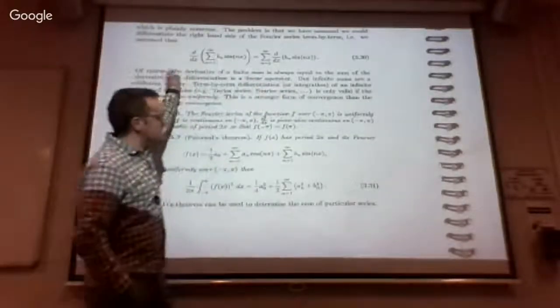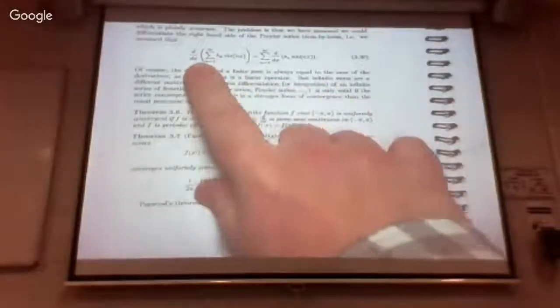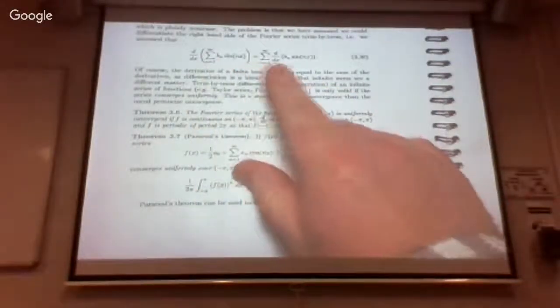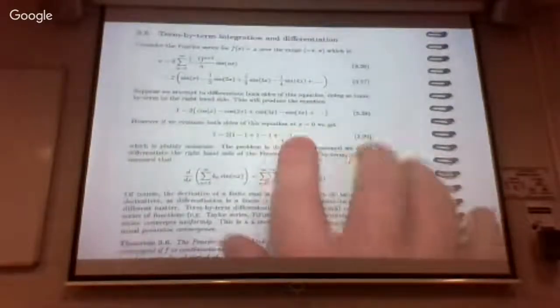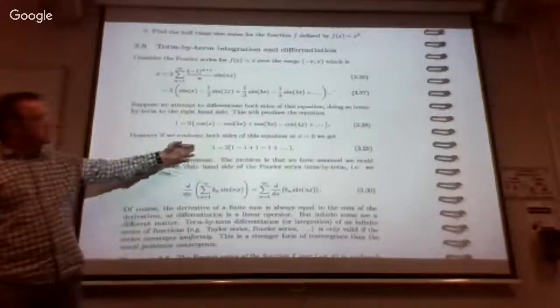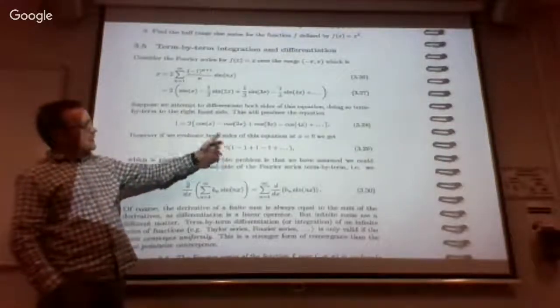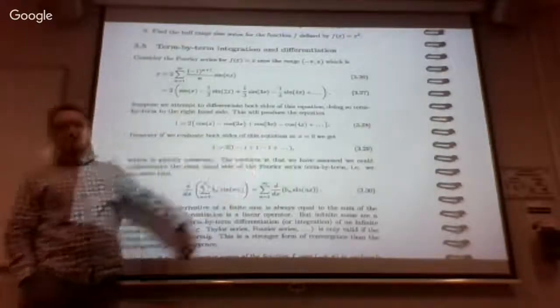In this particular example, of course, the move where we differentiated an infinite sum term by term and added all the parts together led us to a contradiction, where we got this nonsense statement that 1 is the same as 2 times 1 minus 1 plus 1 minus 1. So you get this non-convergent series on the right-hand side.